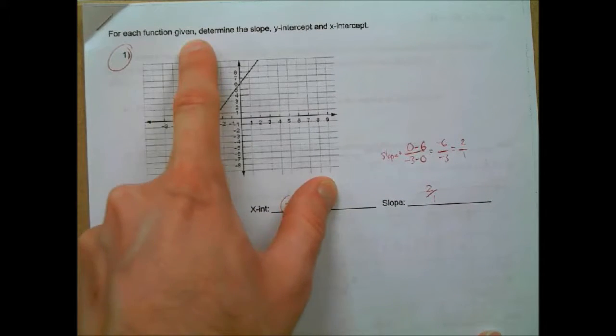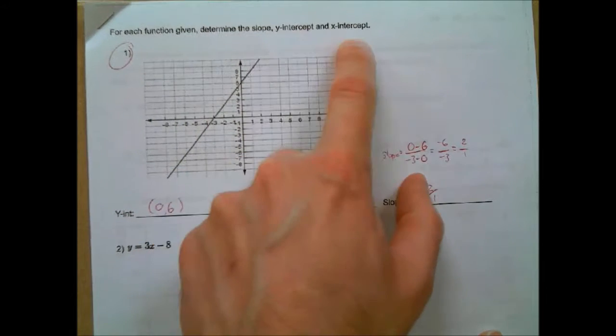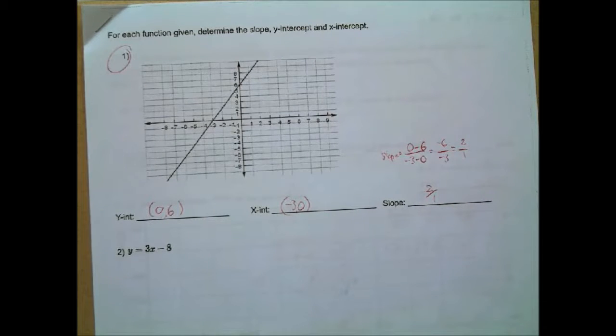We were looking at problems that first gave us the directions: for each function given, determine the slope, the y-intercept, and the x-intercept. These are important pieces of information about our linear relationships, our linear functions or linear equations, that we want to be able to pull out, because typically the y-intercept, the x-intercept, and the slope all have meaning within the line. So being able to find these three things is pretty important.